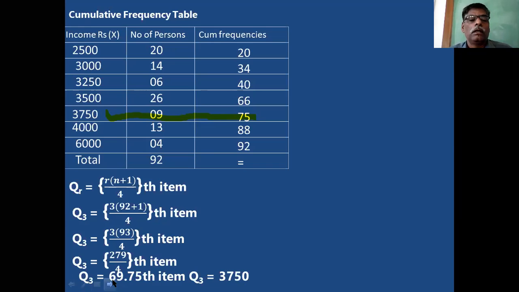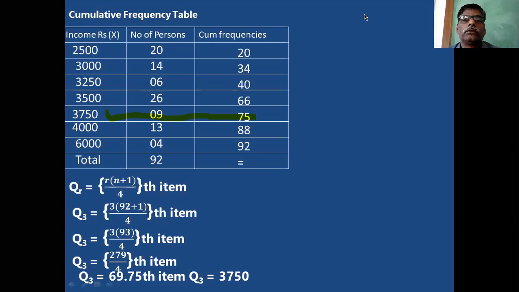You see here, I calculated the item number, searched the cumulative column, then in that line you see the value of X. The value of X is 3,750. That is called Q3, the third quartile. Third quartile value is 3,750. Okay, this is the answer.